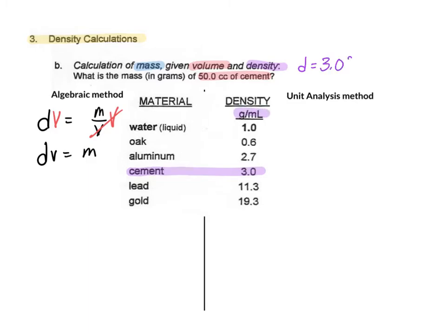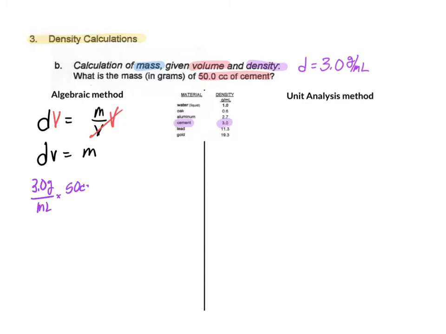Following the algebraic expression, if the density is 3 grams per milliliter, we'll plug that in, we'll put 50 cc's in, and we'll see that our answer is 150. That's the numerical answer. Now if we look at the units, it is 150 grams per milliliter times cc. We know that cc and milliliter are the same, so they end up canceling out. And we have the answer of 150 grams.